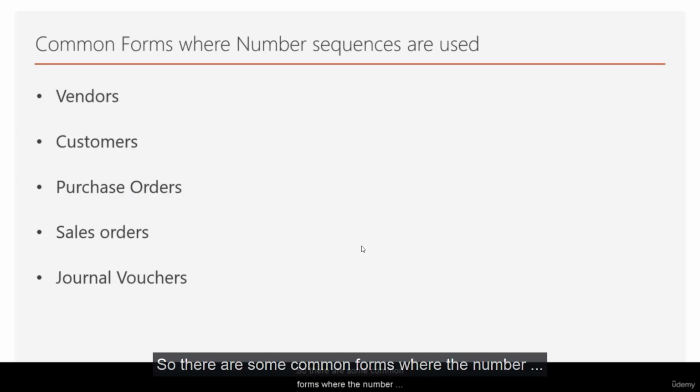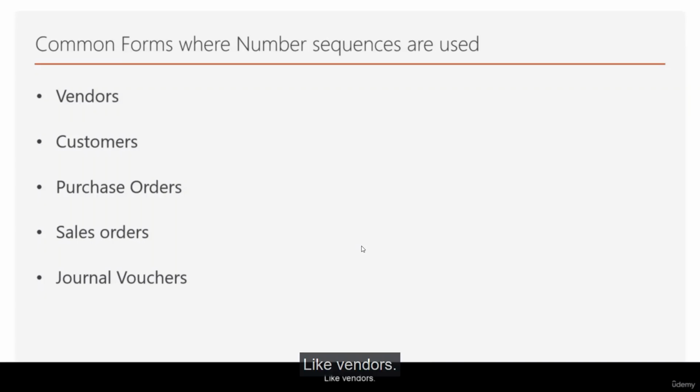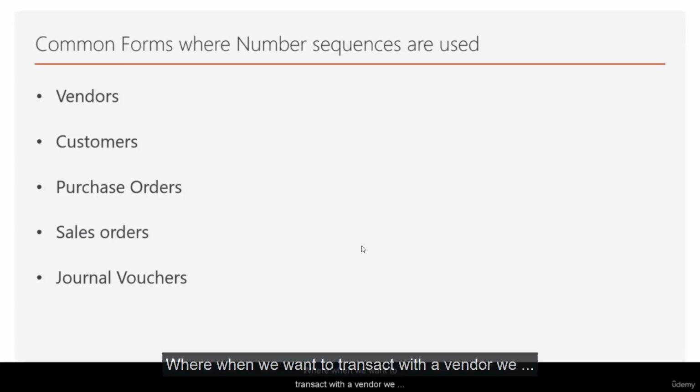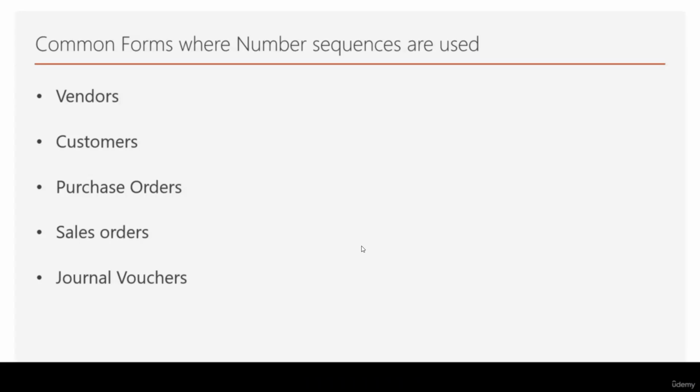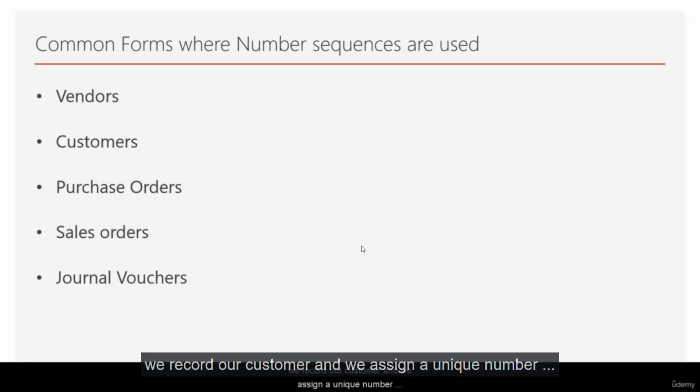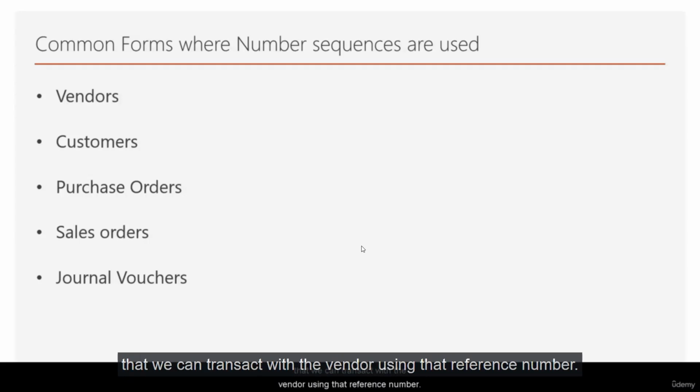There are some common forms where number sequences are used, like vendors, where when we want to transact with a vendor, we register the vendor and we assign a unique identification number to the vendor. Similarly, customers, we record our customer and we assign a unique number to the customer. Then purchase orders. When we place a purchase order to the vendor, we want the system to generate a unique number so that we can transact with the vendor using that reference number.